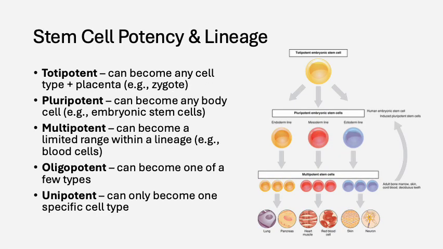Stem cells are classified based on their developmental potential, or potency. Totipotent cells, such as the zygote, can give rise to all cell types in the body as well as extraembryonic tissues. Pluripotent stem cells can differentiate into any body cell but not placental tissues. As development progresses, stem cells become more restricted. Multipotent stem cells produce a limited range of related cell types, such as blood cells. Oligopotent and unipotent stem cells are even more specialized, contributing to tissue maintenance and repair throughout life.